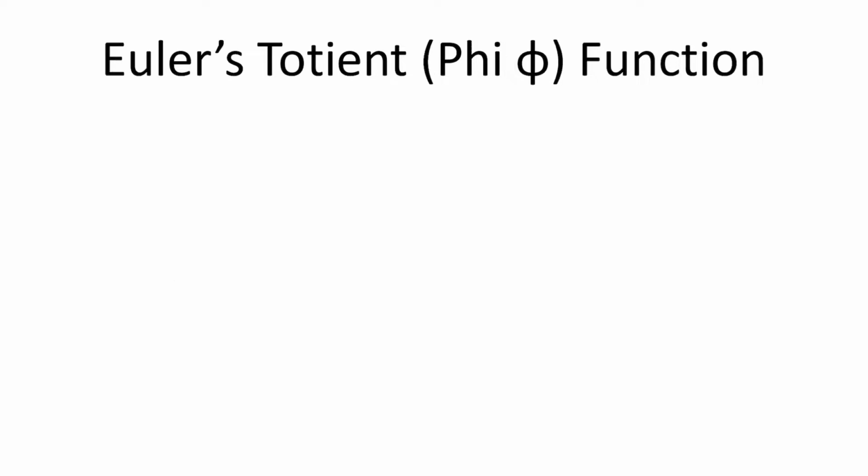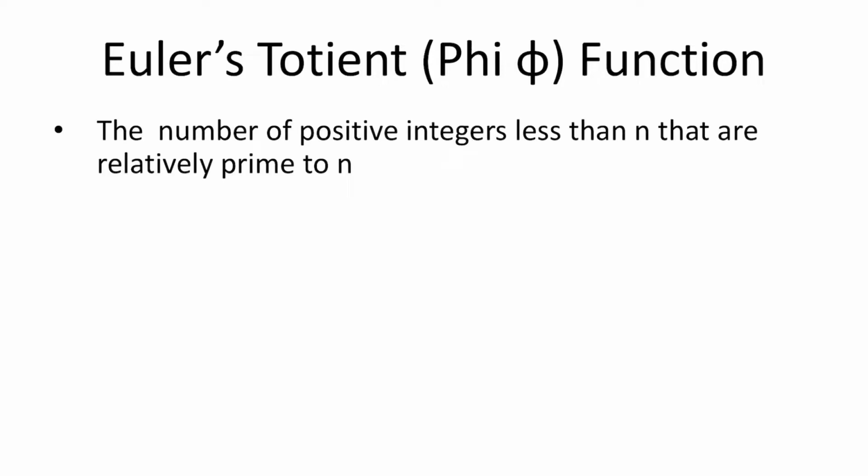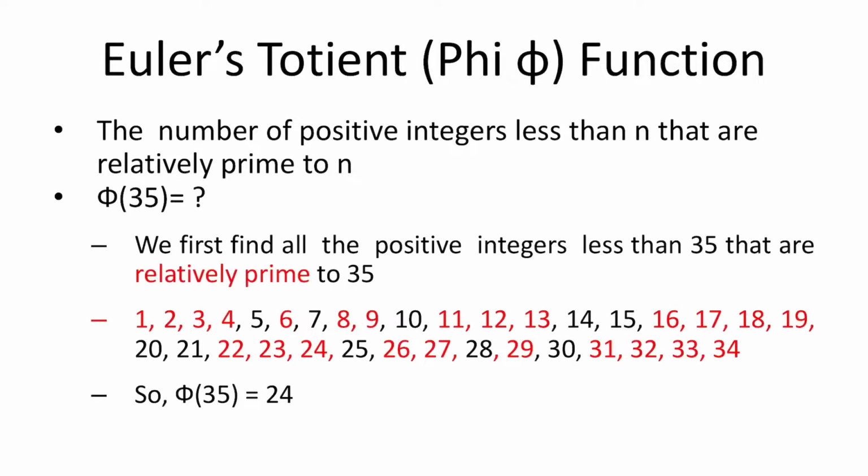The next concept used in RSA is Euler's Totient function, also known as the phi function. The Euler's Totient function computes the number of positive integers less than n that are relatively prime to n. For example, if we want to find the Euler's Totient of 35, we have to first find all the positive integers less than 35 that are relatively prime to 35, so all the way from 1 to 34.